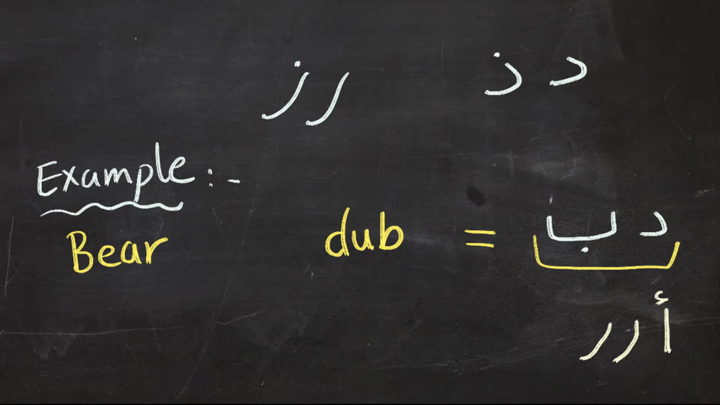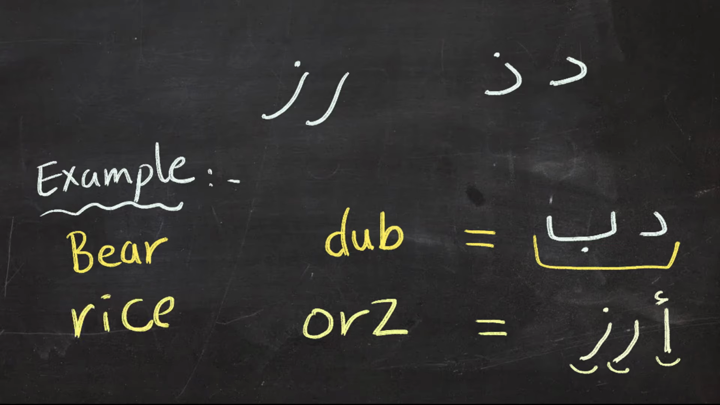Orz. Again, it is written using 3 separate letters. All these 3 letters, alif, ra, and zay, can't be attached to anything from the left side. The same thing applies to dal and dhal. So that's why we have this word, orz, which is written like that in English. And orz means rice.